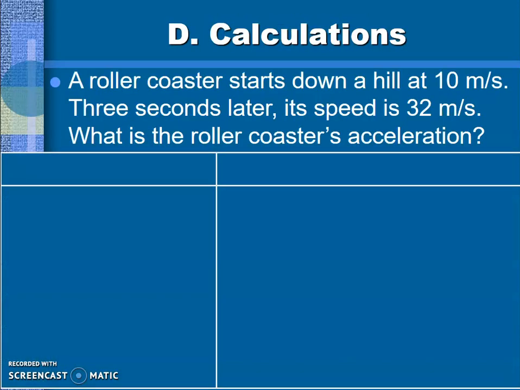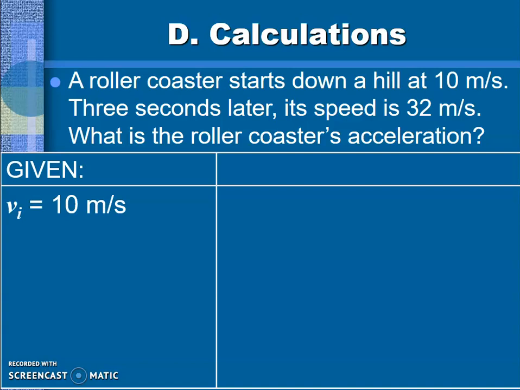Let's do some example problems using our new acceleration equation. Okay, a roller coaster starts down a hill at 10 meters per second. 3 seconds later, its speed is 32 meters per second. What is the roller coaster's acceleration? So let's break this problem down and see what we know and what we need to know.